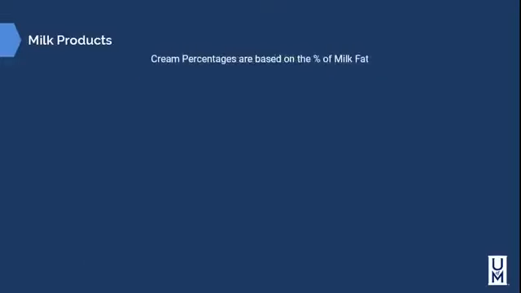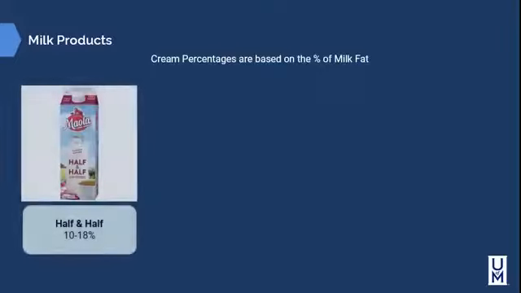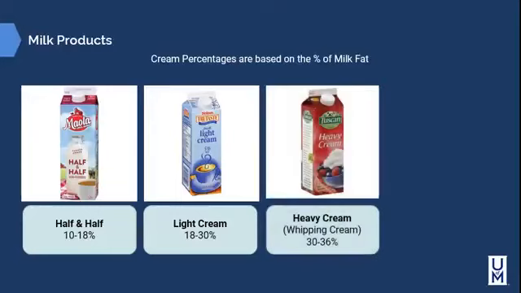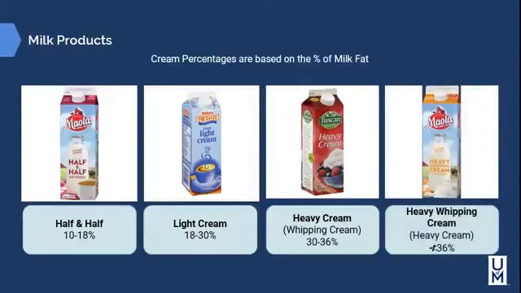Just like milk, cream percentages are based on the percent of milk fat. Half and half is roughly between 10 and 18% milk fat. It's said to be half and half because it's half cream, half milk. Light cream is between 18 and 30%, and this is used for coffee creamers. Heavy cream, also called whipping cream, is between 30 and 36%. And then heavy whipping cream, also called heavy cream, is anywhere greater than 36%. Usually you'll see it in the grocery store at around 40%.